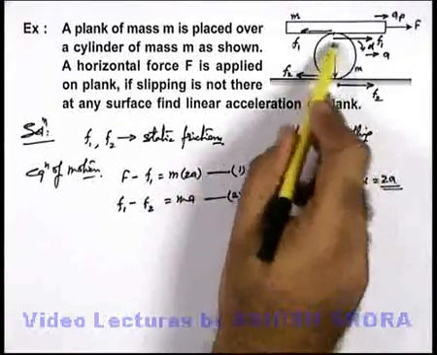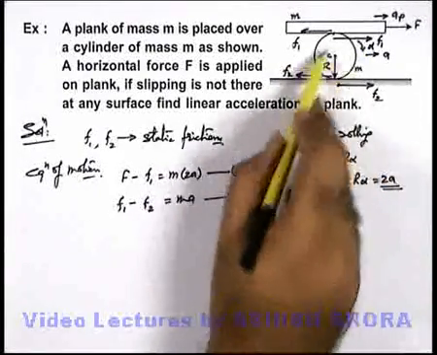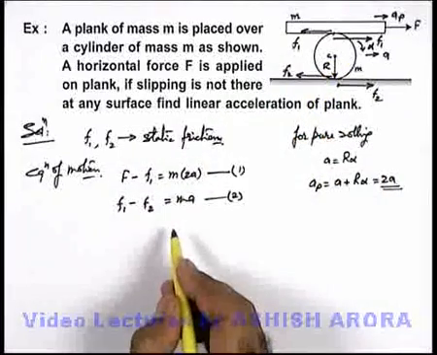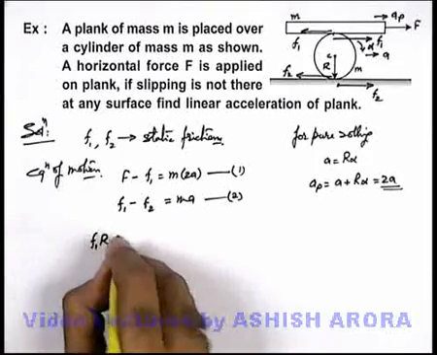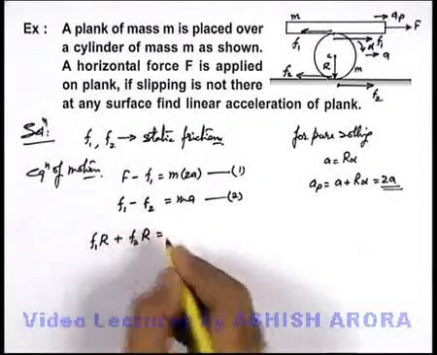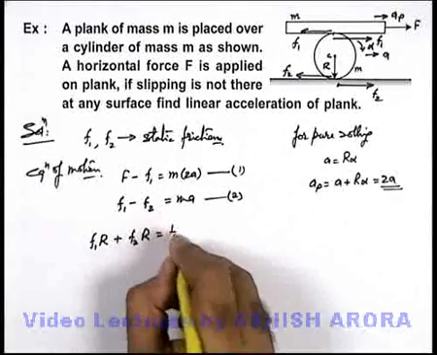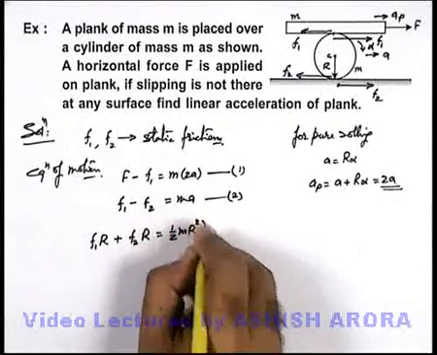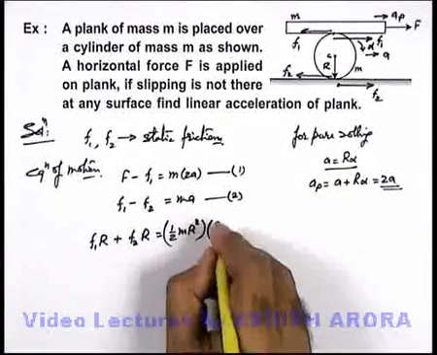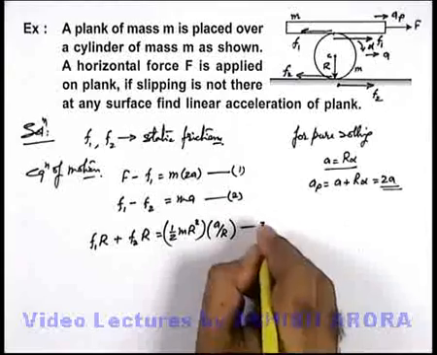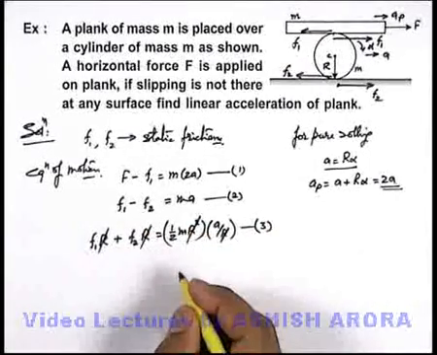For rotational motion of the cylinder, we can see that both F1 and F2 are applying torque in the clockwise direction, which is the direction of its motion. So we can write the net torque on it as F1R plus F2R is equal to I alpha. Its moment of inertia I we can write as half m r square for a cylinder, and angular acceleration for pure rolling can be written as a by R. This is our equation 3. In this situation, this R gets cancelled out.